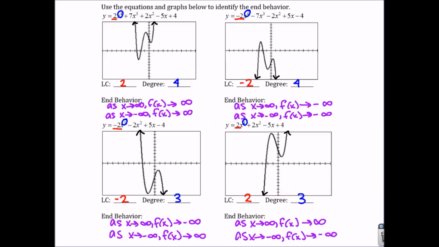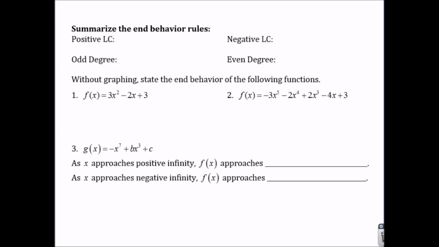For the second two graphs, again, the only difference is the sign of the leading coefficient. See if you can figure out how that affected the end behavior. Then take a minute and look at the two graphs that both had positive leading coefficients, but their degrees are different. How did that change the end behavior? Look at the two graphs that had a negative leading coefficient, but different degrees. See how that affected their end behavior.